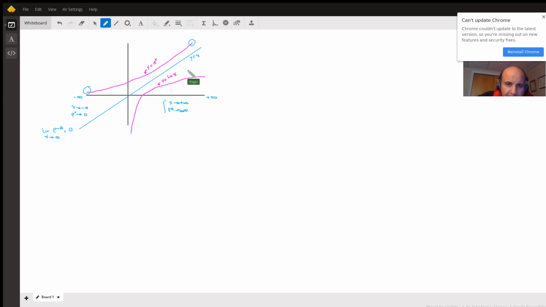And here, the limit of e to the plus infinity, as x goes to plus infinity, actually goes to infinity. That is the difference between this end here and that end there.